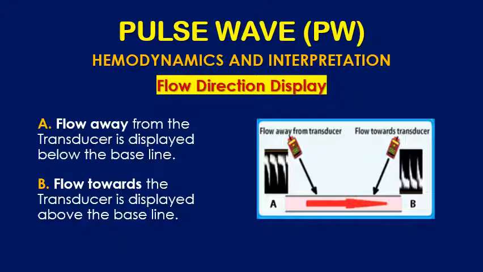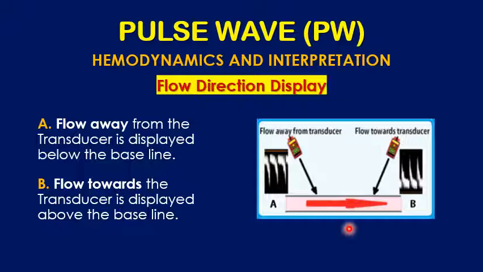After studying the normal arterial waveform, now we come to how I can tell the direction of the flow. Direction of the flow could be either above the baseline or below the baseline. Above the baseline means it is toward the transducer. Below the baseline, it means the flow is away from the transducer.